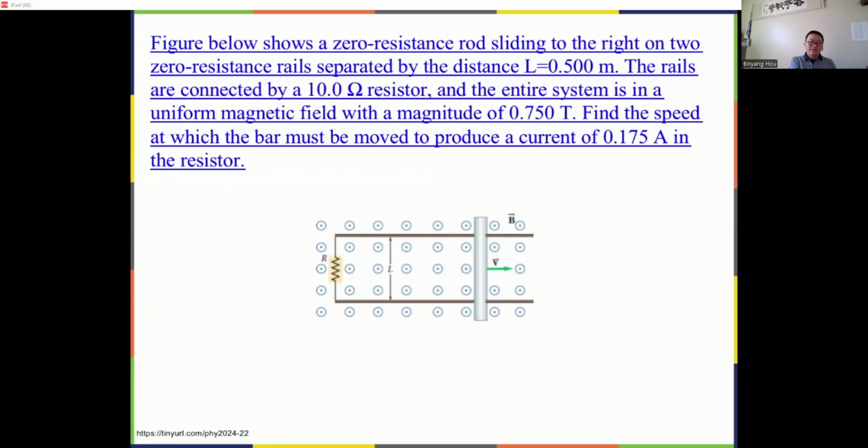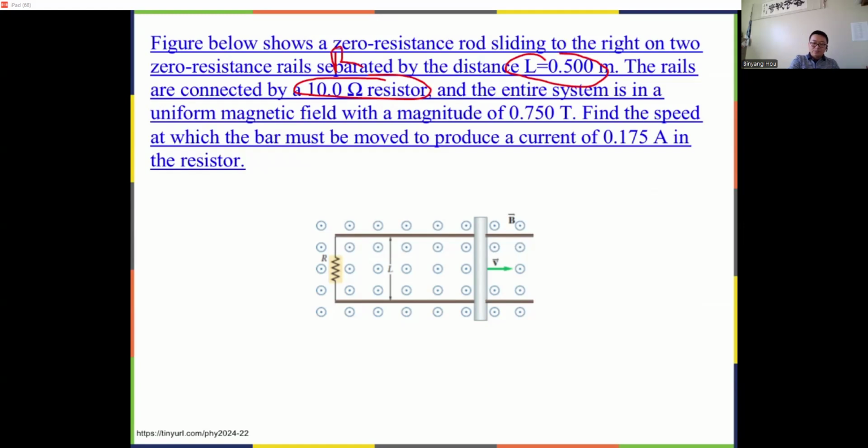So a circuit, and then one part of the circuit can be moving. If you have the presence of an external magnetic field, then you generate electricity. All right, so let's take a look at this example here. It says, the figure below shows a zero resistance rod sliding to the right on two zero resistance rails separated by a distance of L. L is given as 0.5, and the rails are connected by a 10 ohm resistor. So L here, and this is the R.